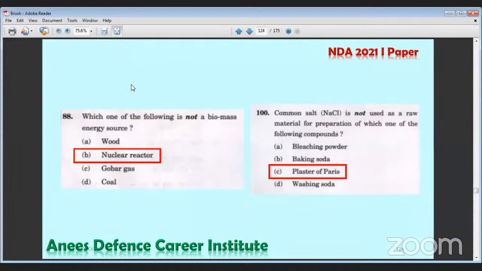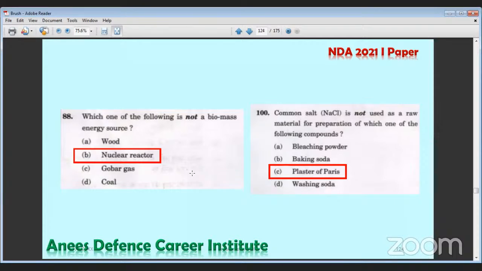Now, if you look at the next question, which one of the following is not? Please always remember when you read the question, read properly, because the word "not" can get skipped by you, and you might select an incorrect option. When you select a wrong option, you are losing a lot of marks, 4 marks, right?